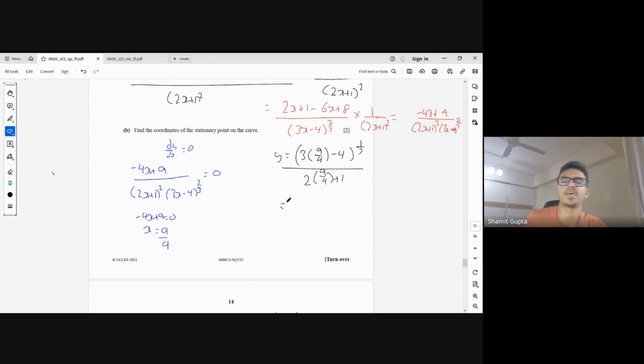Okay, they might want the exact coordinates. Yeah, yikes. 27/4 minus 4 is 11/4, to the power 1/3. The denominator is 18/4, which is 11/2 in the denominator. Okay, that makes me feel like there's something we can do. It's 11/2 on both sides. How about the factor is 11?